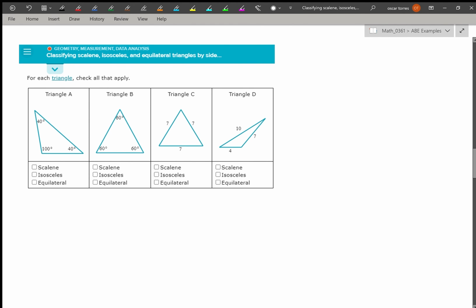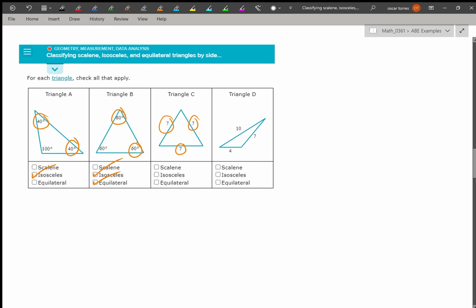For this last example, we have triangle A, which has two angles that are exactly the same, so it's isosceles. For triangle B, three of the angles are the same, so it is equilateral, but because at least two of those angles are the same, we also consider it to be isosceles. Scalene does not apply because these are all the same angles, they're not different, and scalene is only when they're all different angles.